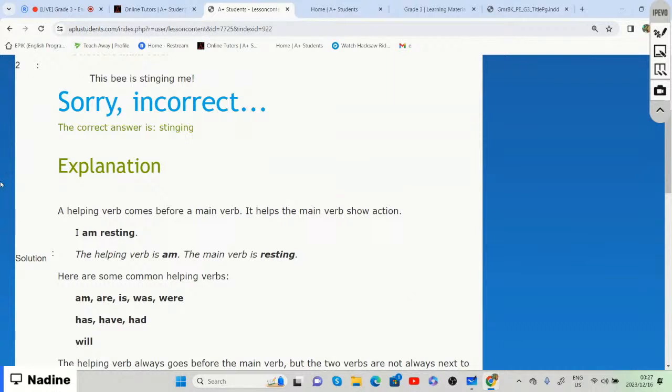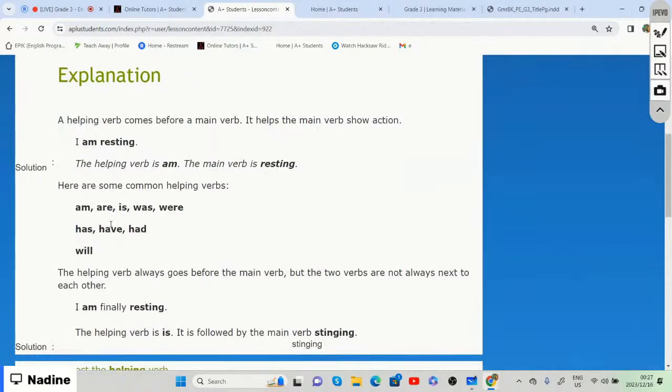We made an example of I am resting, where resting is our main verb and am is our helping verb. Our common helping verbs are am, are, is, was, were, and then has, have, and had, and also will. These are our common helping verbs that come basically before our main verb.